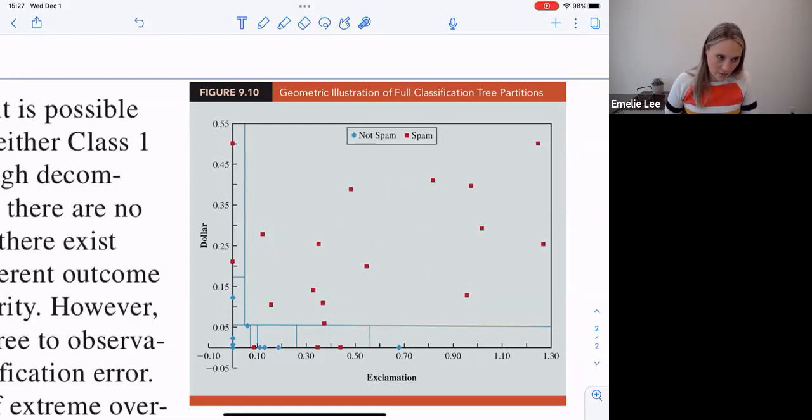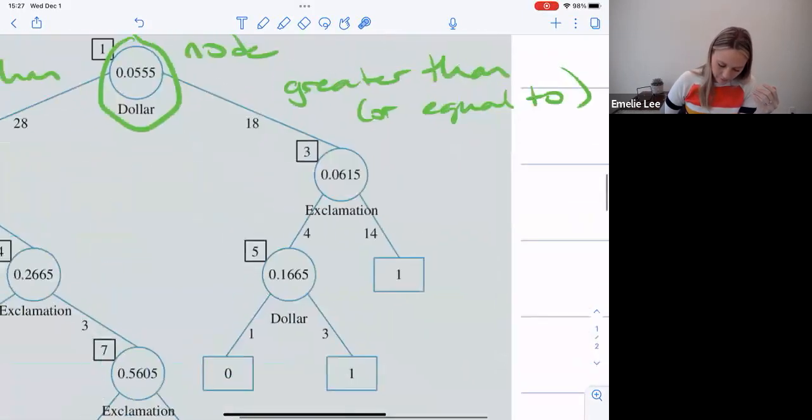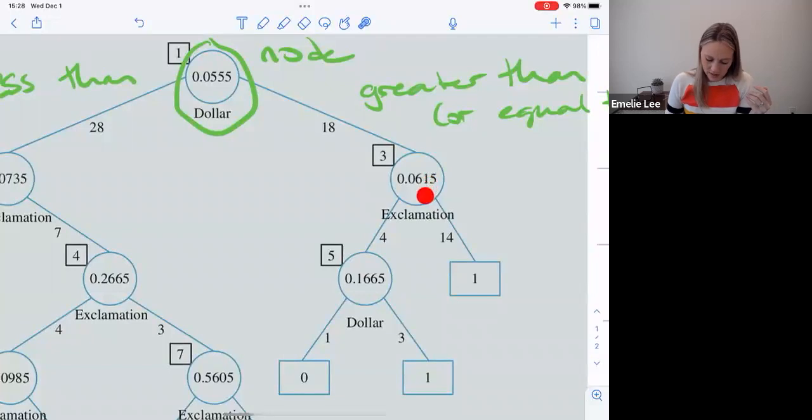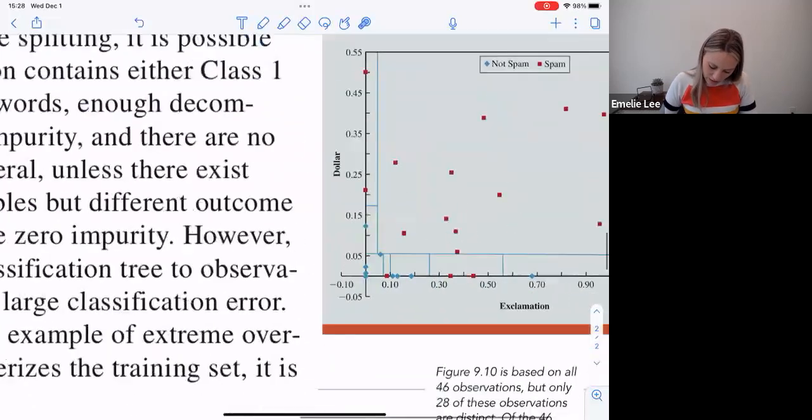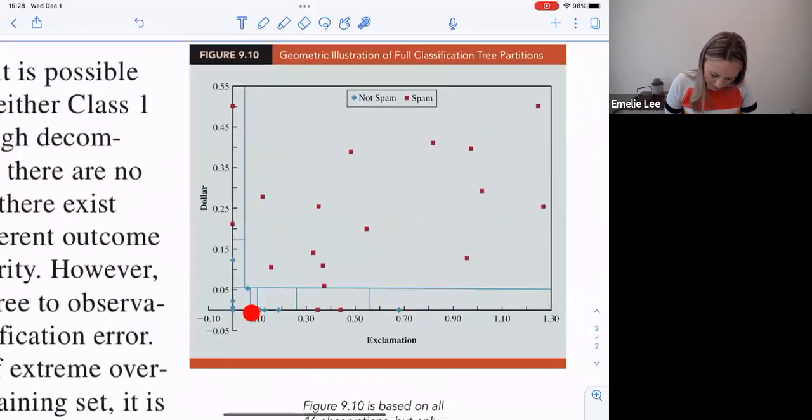And then because we have one or potentially more non-spam in there, we add another partition, and that would be the same as doing the exclamation of 0.0615. And then we see that there are 14 ones, and they're all contained in that region. It's a big region. So then if we count here, we should have 14 spam points.